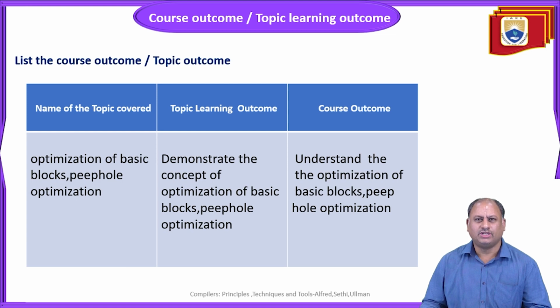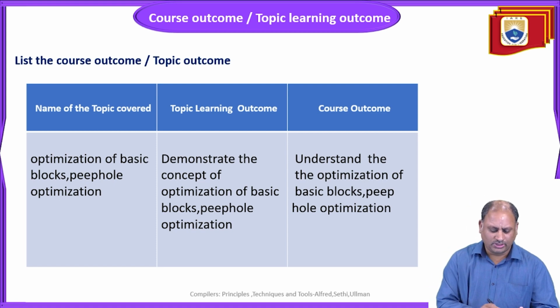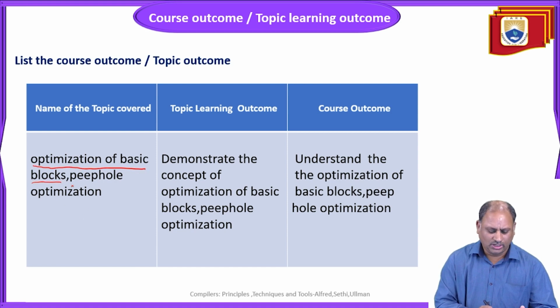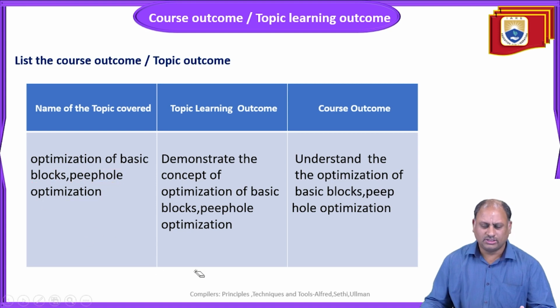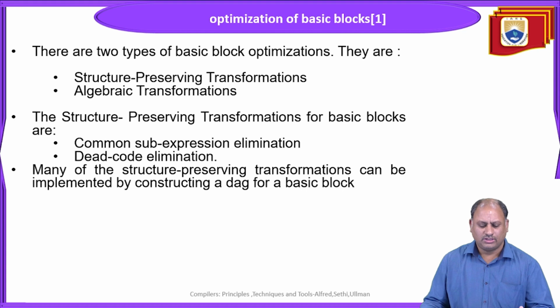Whatever code is delivered by the intermediate code generation, that output is sent as input to the code optimization process. So we'll see what the different techniques available in this optimization phase are. One of the important ones are basic block optimization and peephole optimization techniques. We are going to give a brief overview of these optimization techniques.